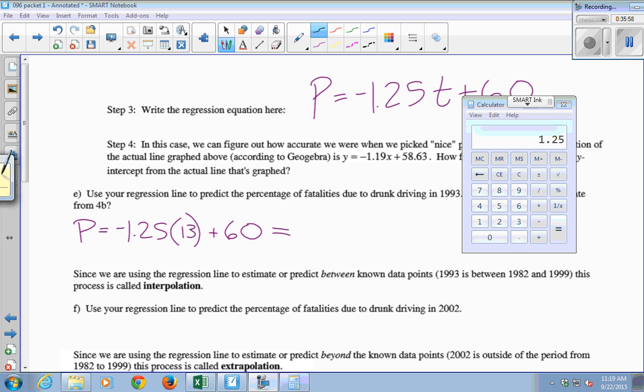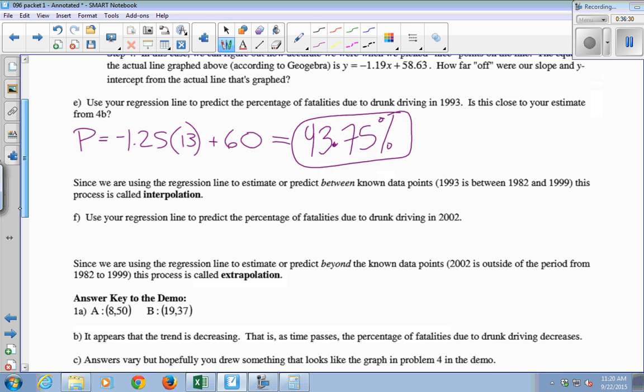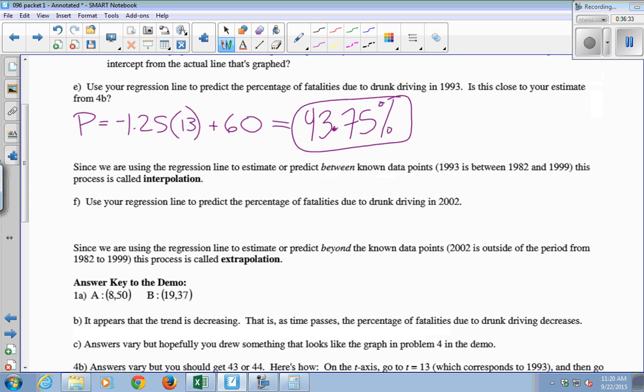So 1.25 negative times 13 plus 60 is 43.75. So 43.75%, right, is our prediction when we used an equation rather than just looking at the graph. So our eyeball approach was, again, pretty accurate. It was only off by 0.25%. So like I said before, this was handy. It was a handy tool because I didn't have a data point for 1993. So I can use my line to predict what might have happened in 1993 based on the trend.